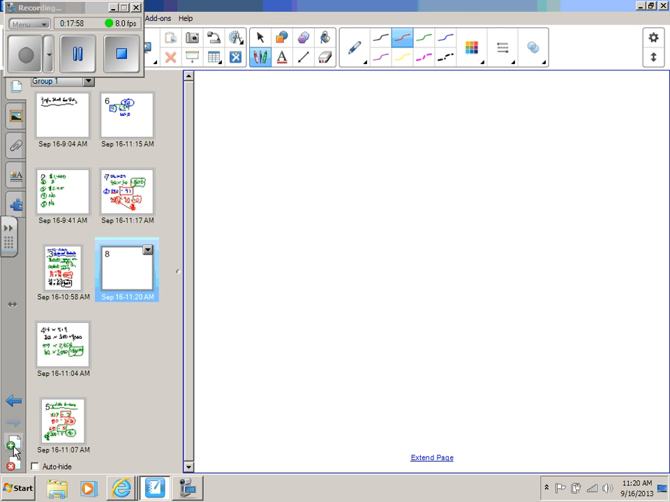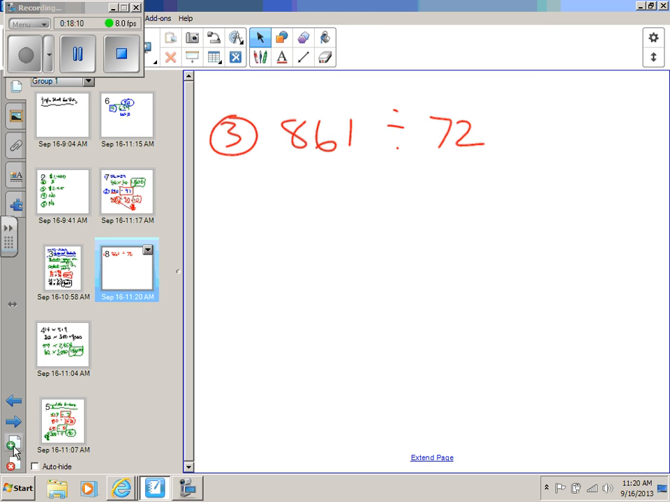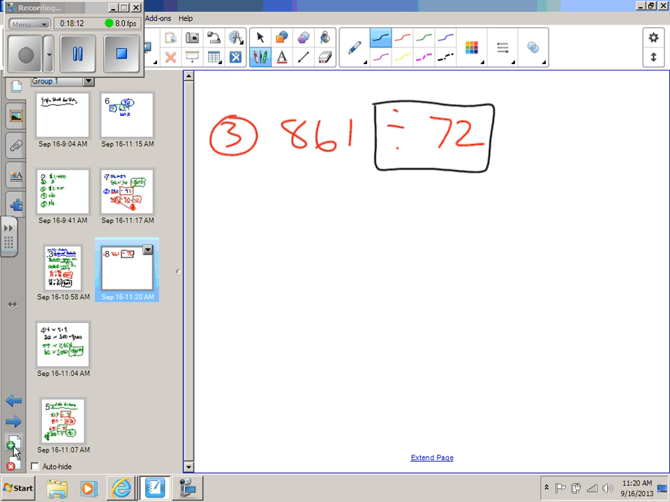Number 3. Back to, nope, still division. 861 divided by 72. First thing we're looking at, what we're dividing by. I don't know my 72s very well off the top of my head. So what should I use? Because I know my 7s. Yeah, let's use 70.